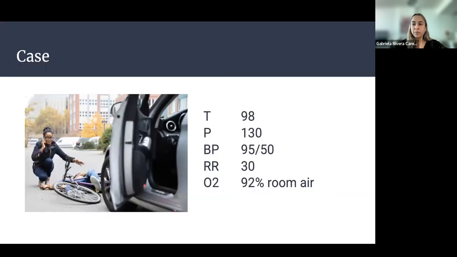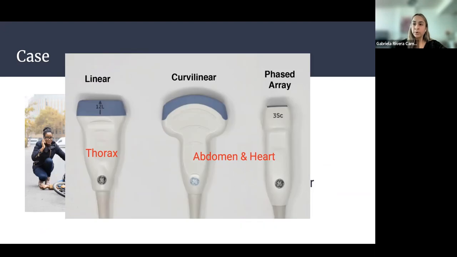Lastly, we're going to finish with a case. This is a 27-year-old female who presented to the emergency department after being struck by a vehicle while riding her bicycle. She has signs of trauma to the torso and abdomen. Her vital signs are concerning for shock. So she was taken to the closest emergency department, and we're going to select the appropriate probe to perform a FAST exam. We're going to use a linear probe for the thoracic exam and either the curvilinear or phased array probe for the abdomen and heart.